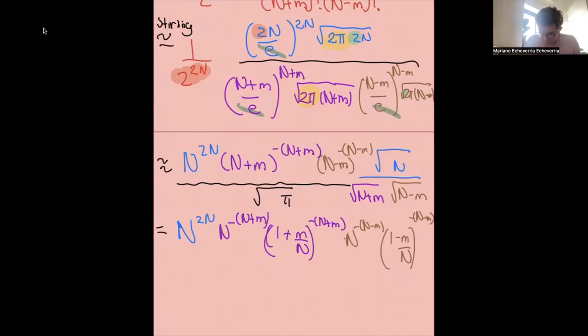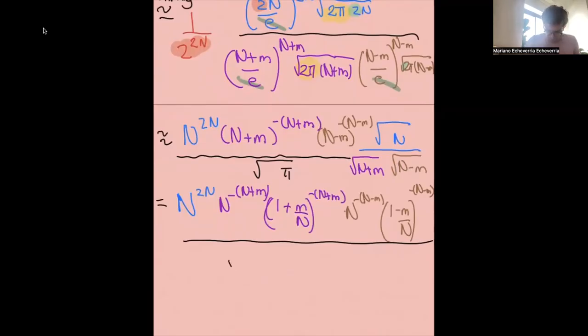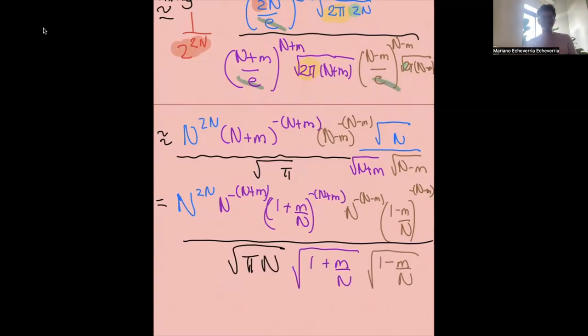And you see, you can do the same in each factor here. You can factorize a big N, right? When you factorize a big N, one of those cancels this one here. So you can just put root of pi N and then root of 1 plus m over n times root of 1 minus m over n. Is that making sense? Whew.